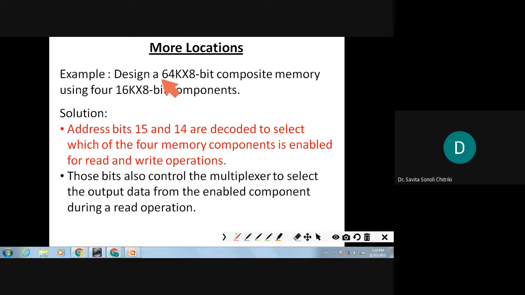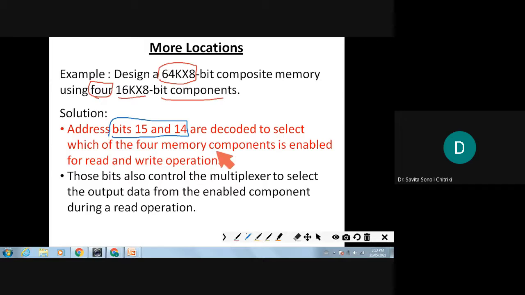See, what I need to do is very important. I need to design a 16K cross 8 bit composite memory using 4 components of 16K cross 8 bit. The solution is, look at the solution here. Address bits 14 and 15 are decoded. Why do I need to decode 14 and 15?